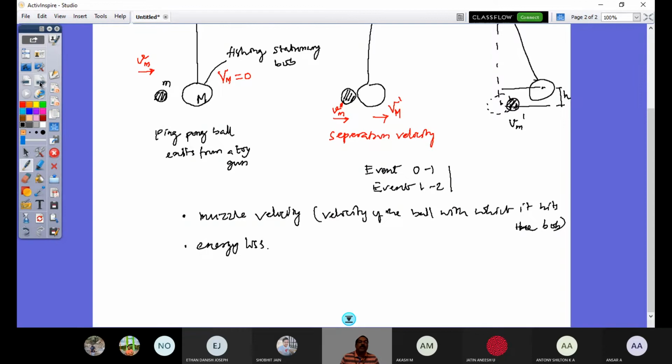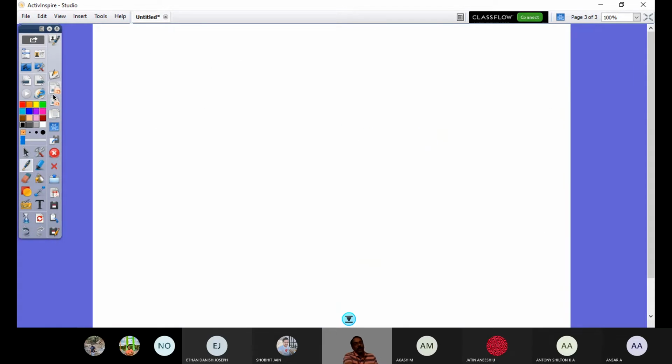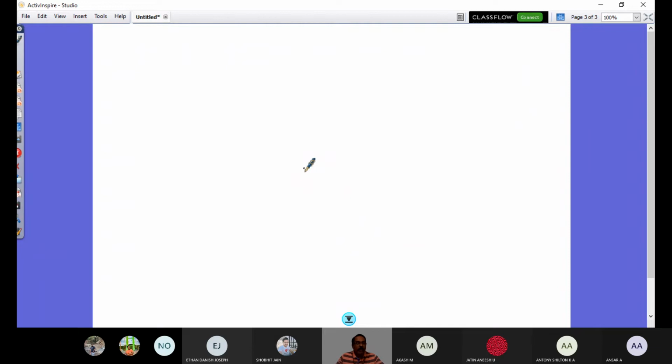So how are we going to proceed? So let us go ahead with this. As we have defined in the picture, Vm is the initial velocity of the ball, Vm dash and capital VM dash are the separation velocities of small m and capital M respectively. So now I am going to take event 1, 2 first. Between event 1, 2, if I apply conservation of energy, I am going to look at only the bob motion.